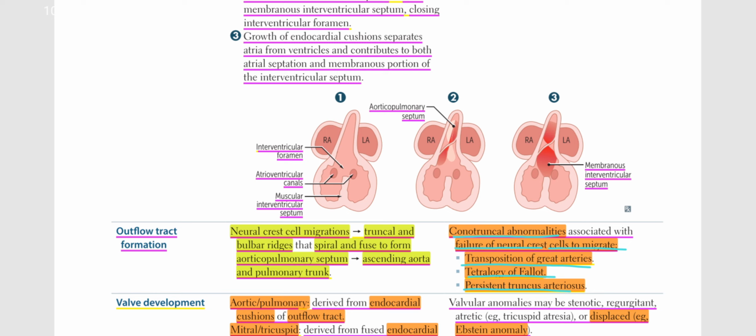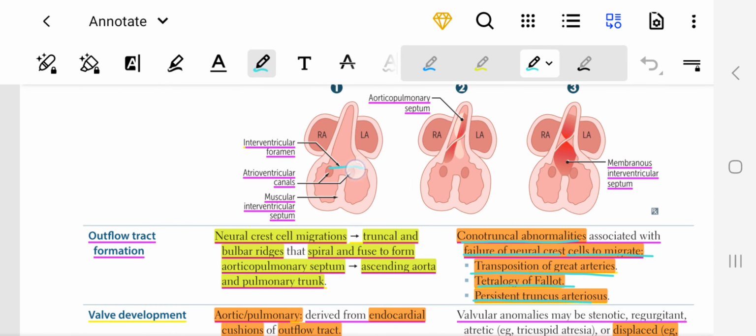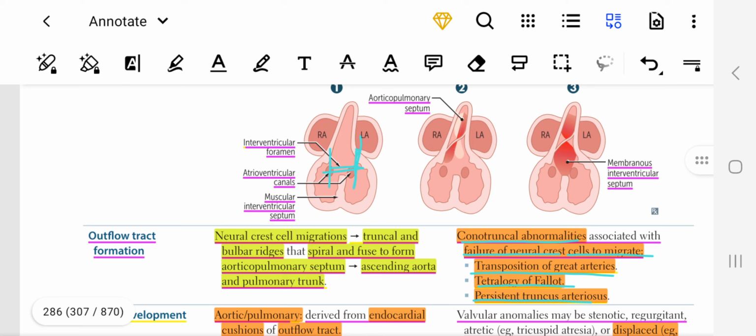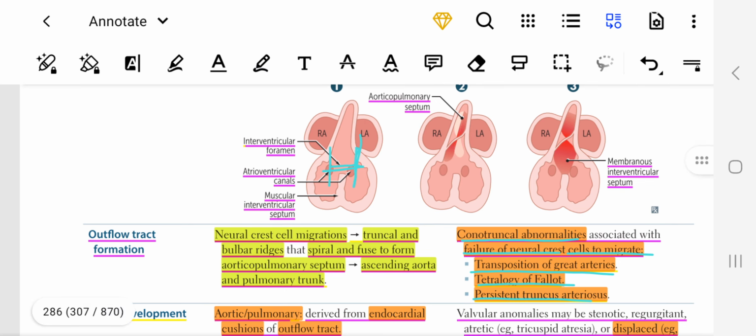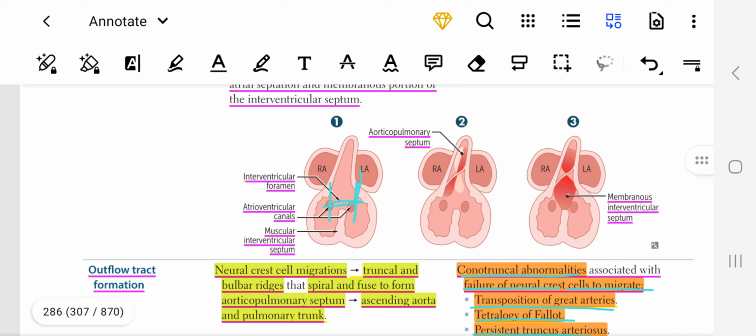So in the first, we have the interventricular foramen. Then we have the atrioventricular canals. Right over here, they are talking about this thing: this is the interventricular foramen, and these are the canals. Below is the muscular interventricular septum, and in the second we have the aorticopulmonary septum that rotates. Then in the third, the membranous interventricular septum will form.